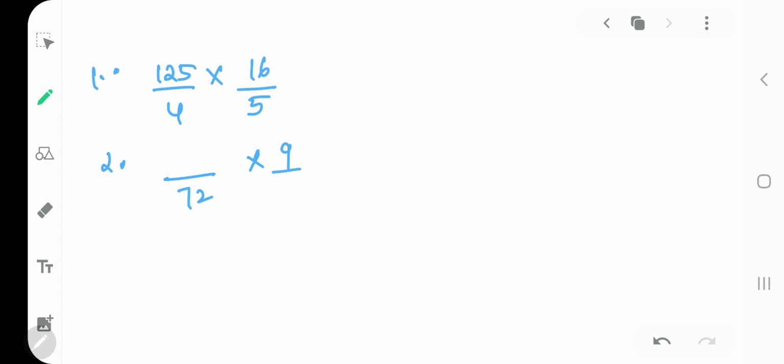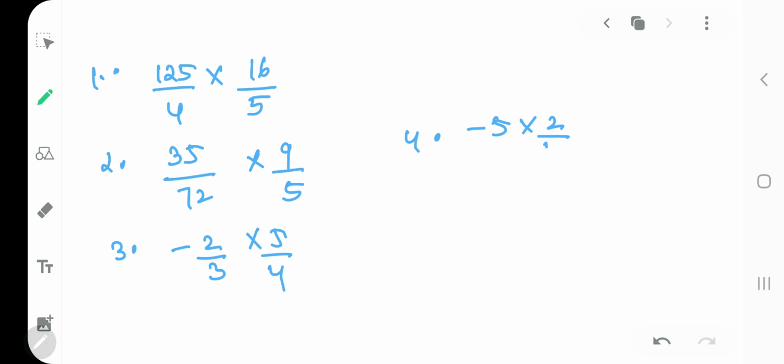Okay, for multiplication, your first is 125, 4, 16, 5. Second is 72 here. Here I'll give you 9. Here 5, 35. Third is minus 2 by 3, 5 by 4. Fourth is minus 5 into 2 upon 15. Fifth is minus 6 into 2 upon 9. Is that clear? Can you do that?